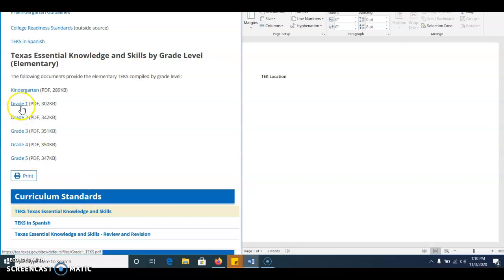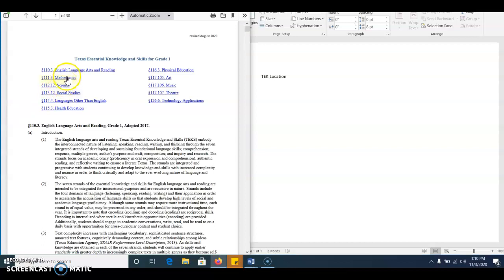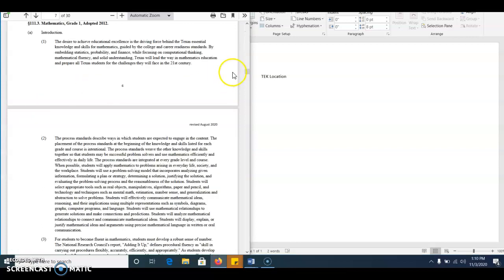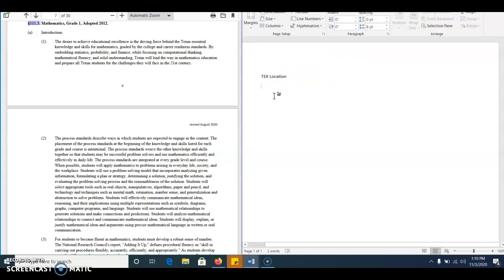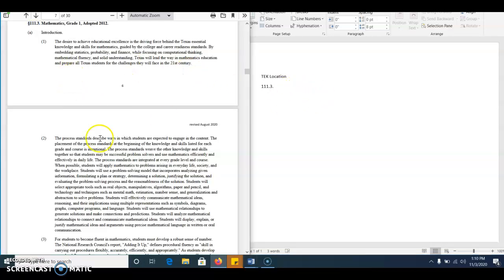So let's go to grade 1. And I always like to do mathematics because they're kind of direct. So you'll see the mathematics location for grade 1 is right there. Don't worry about the little symbol, but you can just say 111.3. Okay. Then you give the next direction, which you'll never do little a, because this is the introduction, it is not a knowledge and skills.